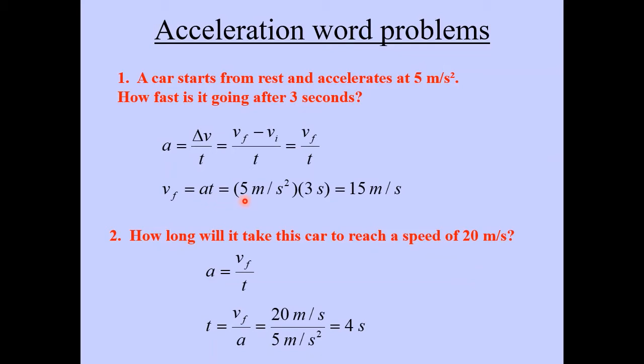So acceleration was given as 5 meters per second squared, and the time was given as 3 seconds. We can do this in our head. 5 times 3 is 15. And notice we have meters here, and this s here cancels one of these two s's underneath here, so we end up with just a single s on the bottom. So our units are 15 meters per second, which is the final speed of the car.